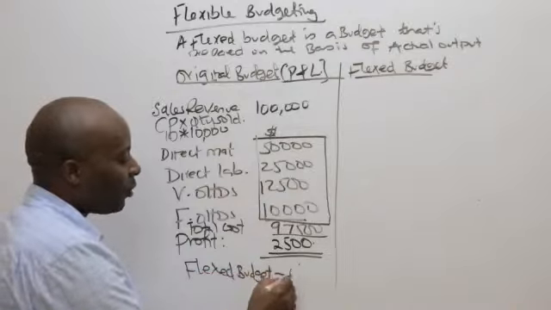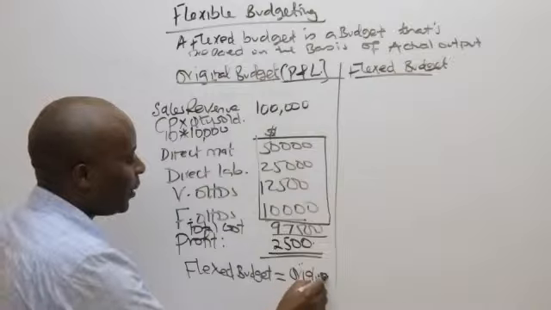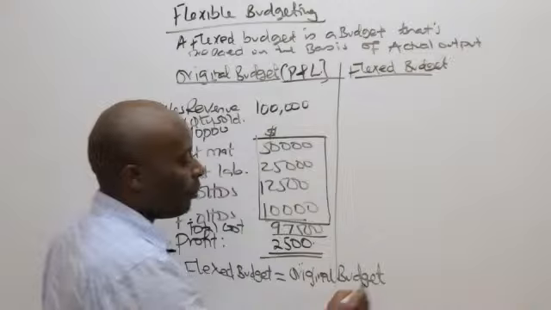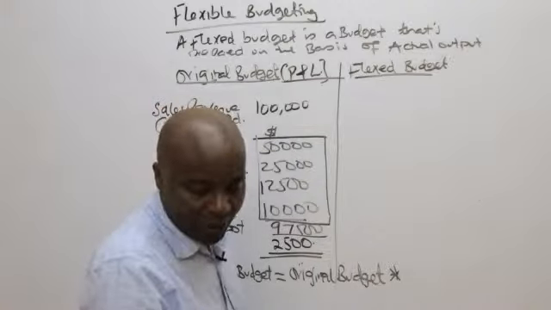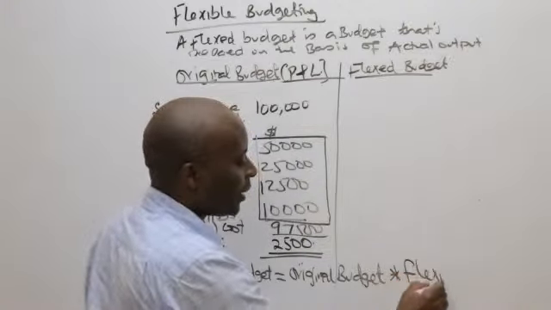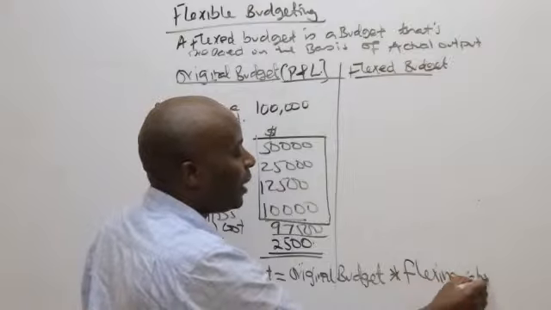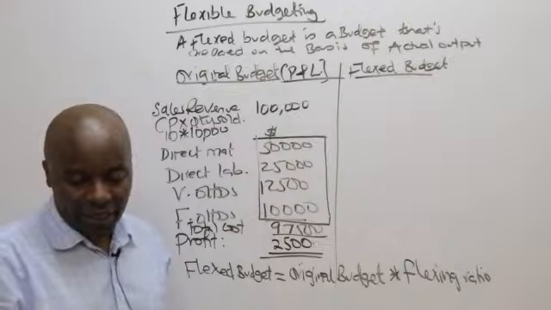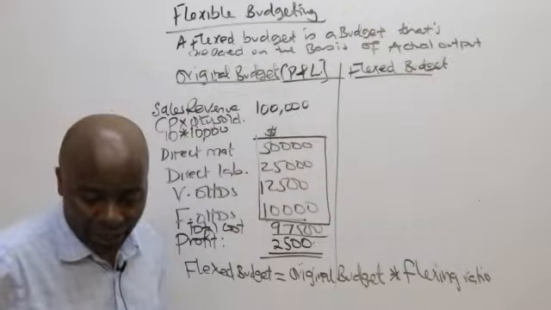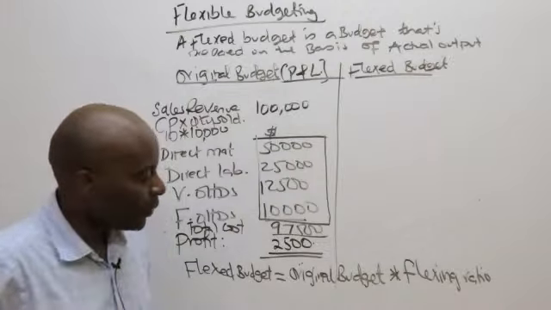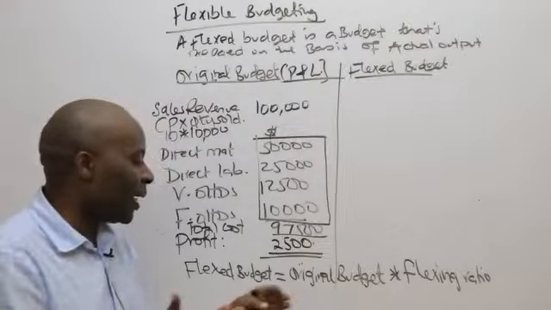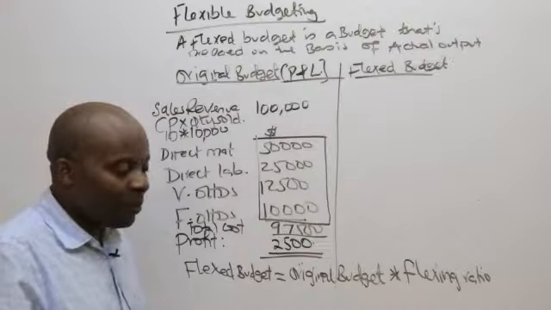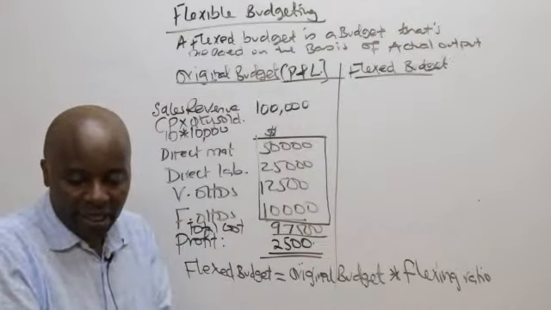So in short, for us to get a flexed budget, we normally take what we call the original budget. Very easy. We normally take the original budget multiplied by the flexing ratio. So anytime they want us to flex a budget, we'll be taking the original budget multiplied by who? The flexing ratio.